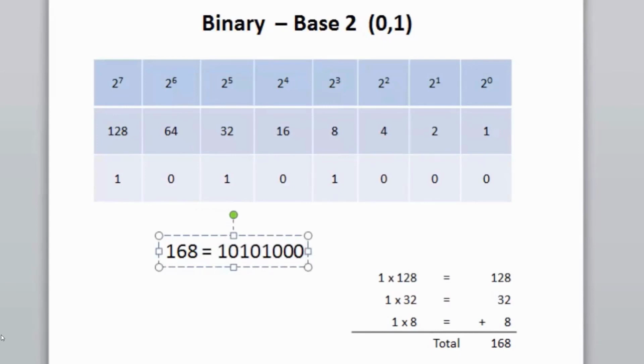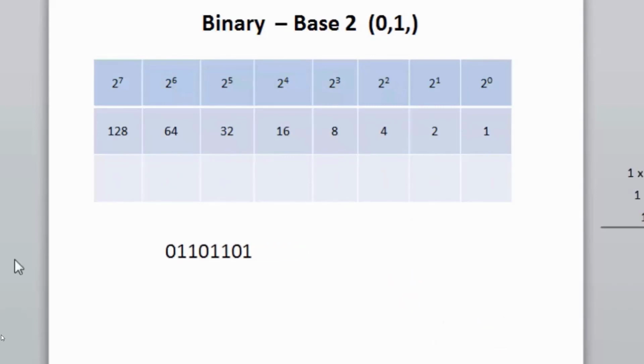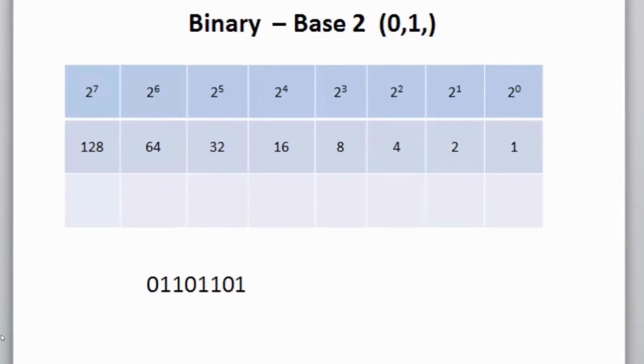I now have one 128, I have one 32, and I have one 8. And 128 plus 32 plus 8 equals 168. If we go to the next slide, you can see that I'm now charged with converting the number 01101101 to decimal. If I want to go the opposite way and convert this binary number to decimal, all I need to do is plug it into the place values.